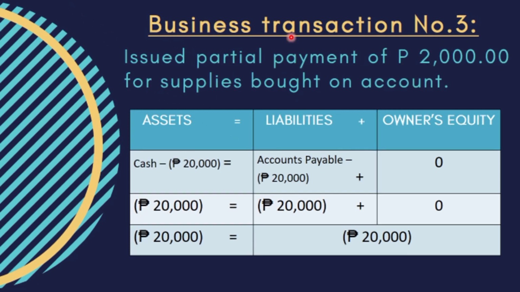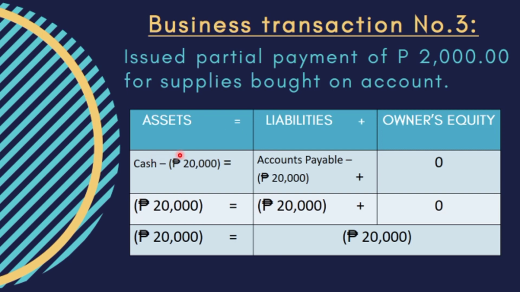Business transaction number 3. Issued partial payment of 2,000 for supplies bought on account. So our first step is to identify what accounts are involved in the transaction. On this transaction, the account titles that are involved are cash and accounts payable. So we will plot it in our accounting equation, which is assets equals liabilities plus owner's equity.